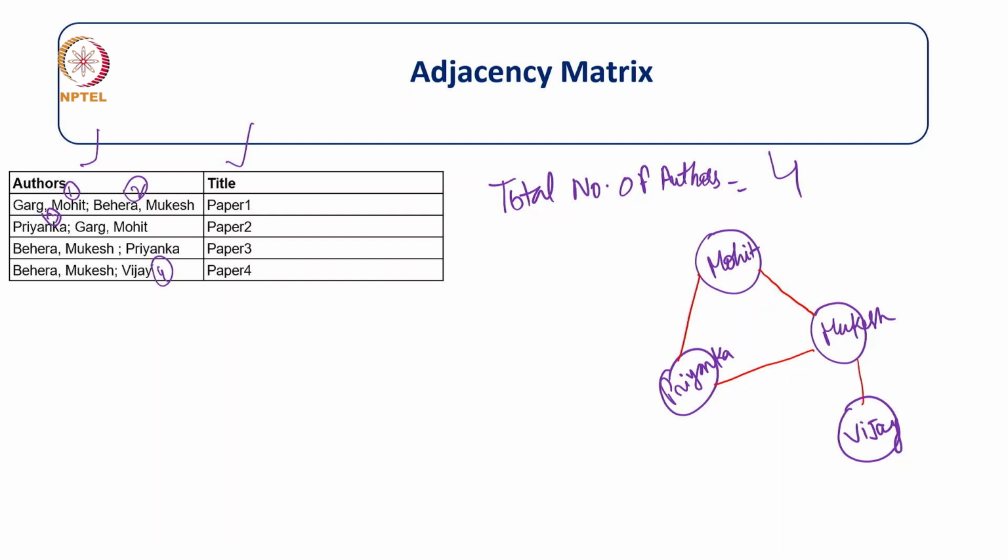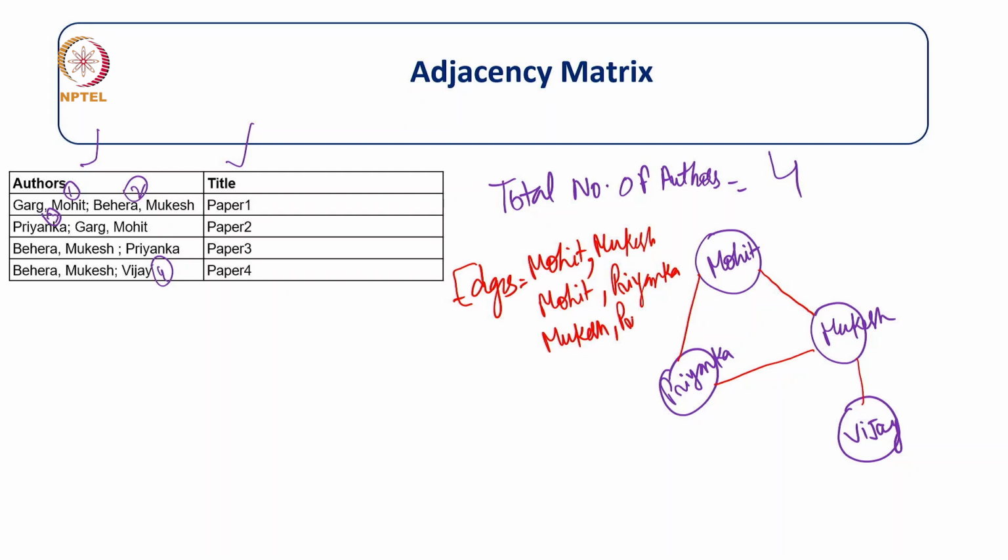Okay. So what are our edge pairs? Our edges are Mohit, comma Mukesh. Then we have Mohit and Priyanka. Then we have Mukesh and Priyanka. And then finally we have Mukesh, comma Vijay.